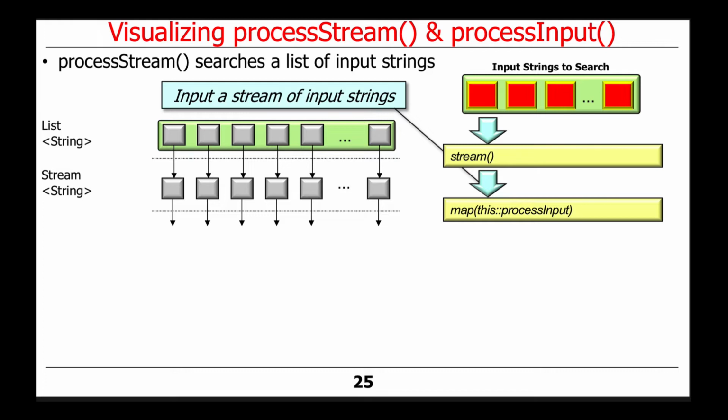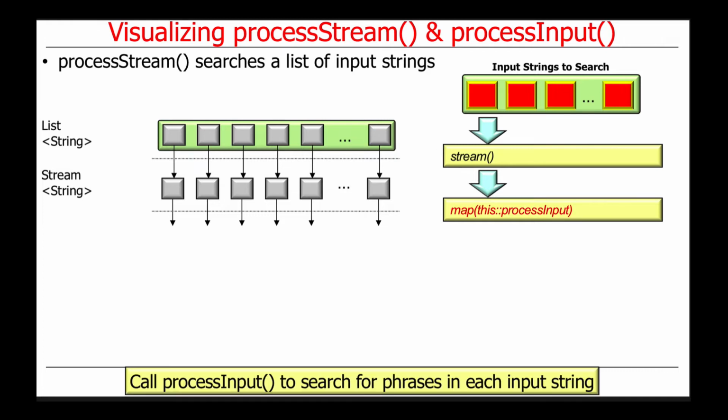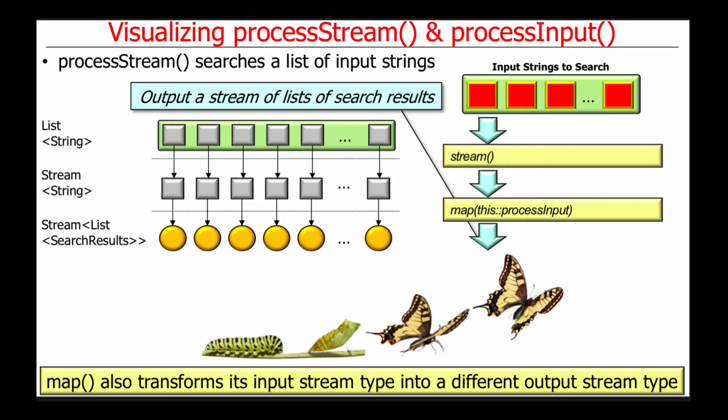What the map operation is going to do is call the process input method. We'll talk more about what that does. I'll show it to you. Process input takes a given input string and then searches for the phrases in that, and that creates a stream of lists of search results. So for every work of Shakespeare, we'll end up with a list of search results that correspond to any place we found a match there.